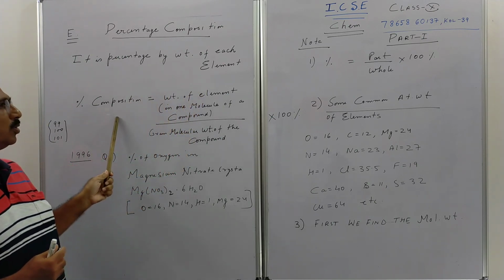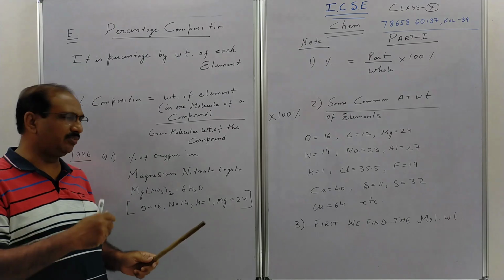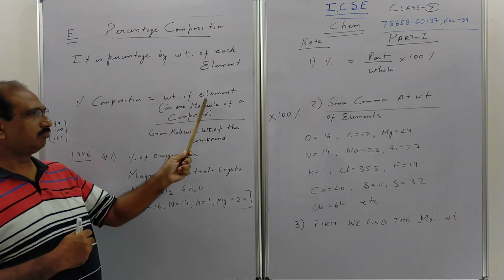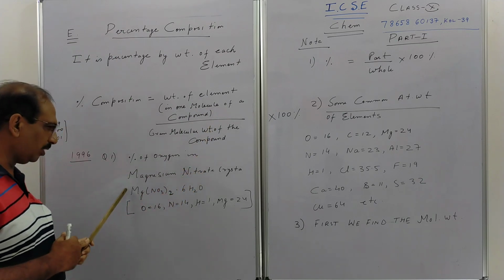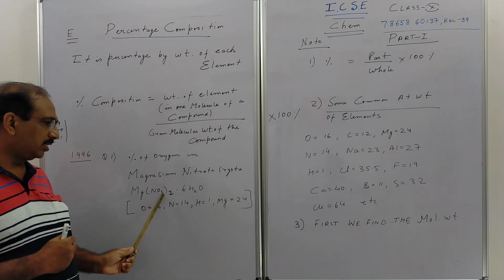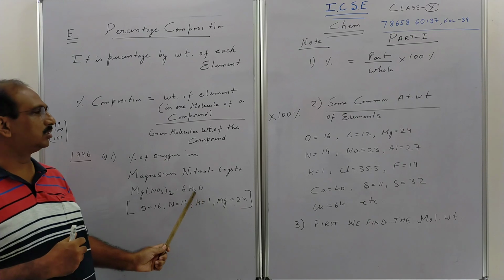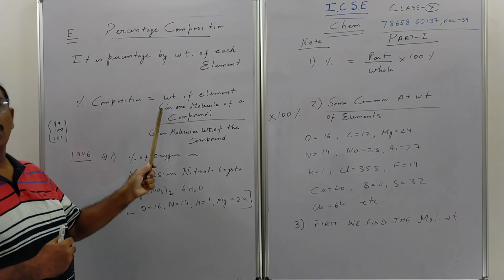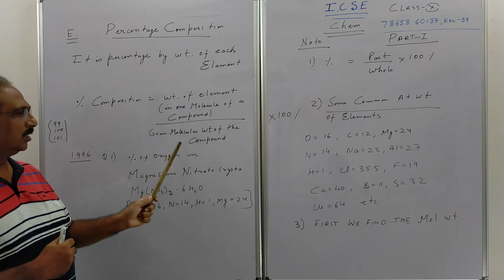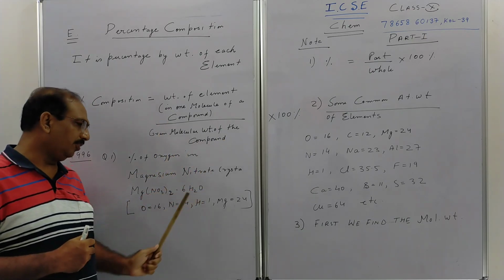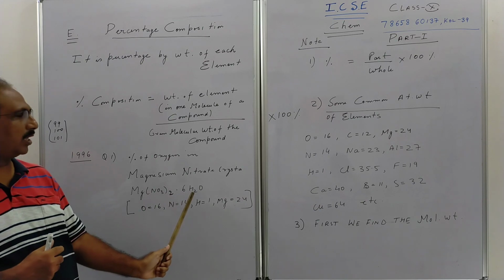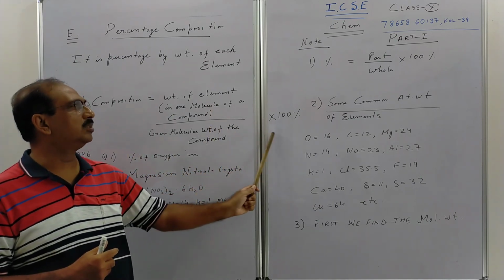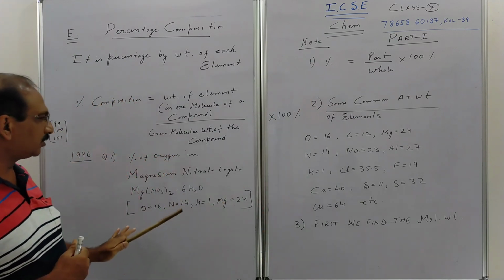So what is percentage composition? It is the weight of an element. We will see with an example: what is the weight of oxygen in one molecule of a compound? In one molecule, 3 2s are 6 oxygen and 6 oxygen, 12 oxygen. So what is the weight of 12 oxygen atoms in the gram molecular weight of magnesium nitrate heptahydrate? Since it is percent, it is this upon this into 100%. We will solve and see.